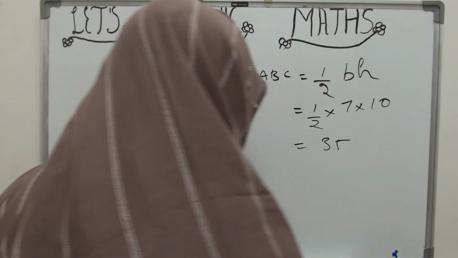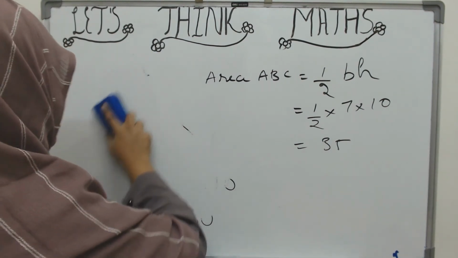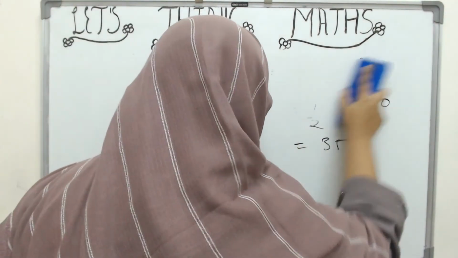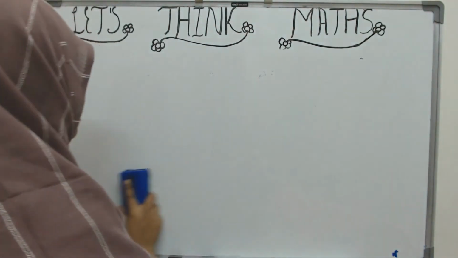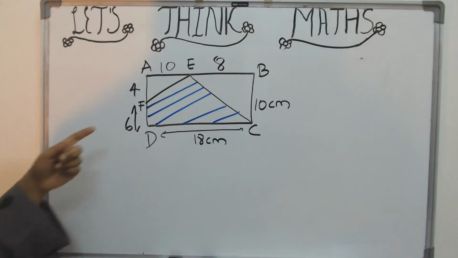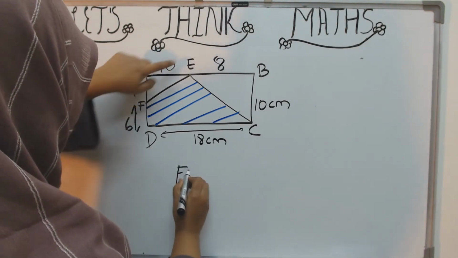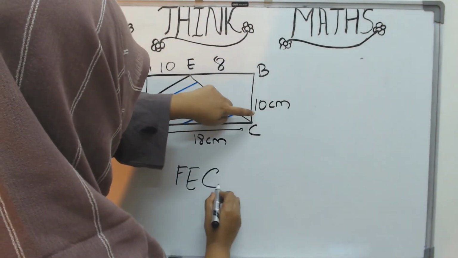Now we come to the last section. We know how to find the area of a parallelogram. We know how to find the area of a triangle. Then what about irregular shapes? So how do we find the area of FECD?